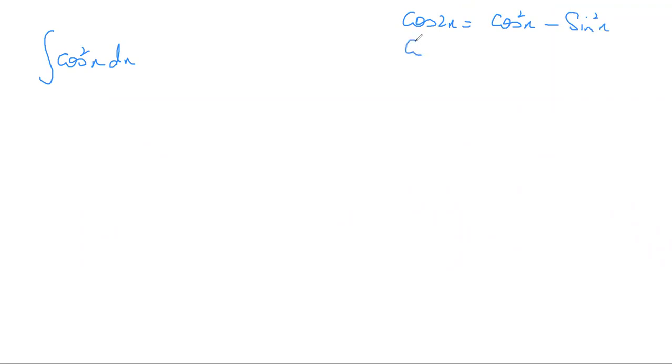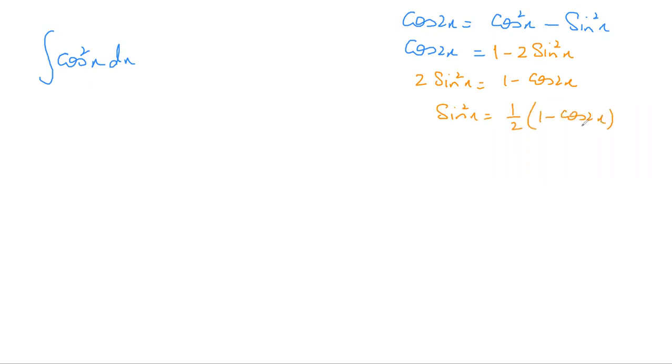And then you remember there are two other forms. If you change this cos square x with 1 minus sine square x, this is going to be 1 minus 2 sine square x. And then you can say that this 2 sine square x is going to be 1 minus cos 2x. Or you can say that this sine square x is going to be half into 1 minus cos 2x.